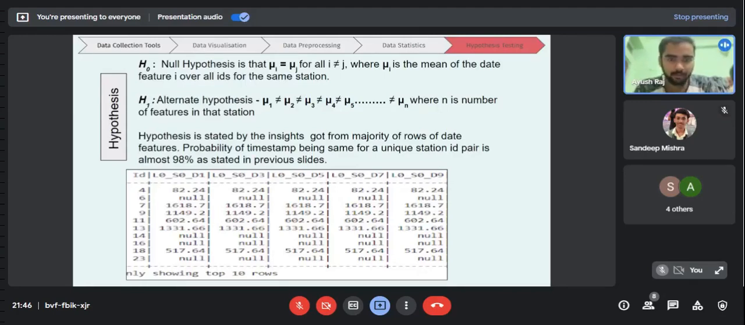So our null hypothesis is that for all the columns i and j in a single station, the mean of i is equal to the mean of j, for any i, j. And the alternate hypothesis is that the means are unequal. Then, as you can see in the table below, when we plotted 10 rows, in most of the cases for the same station the value is the same.